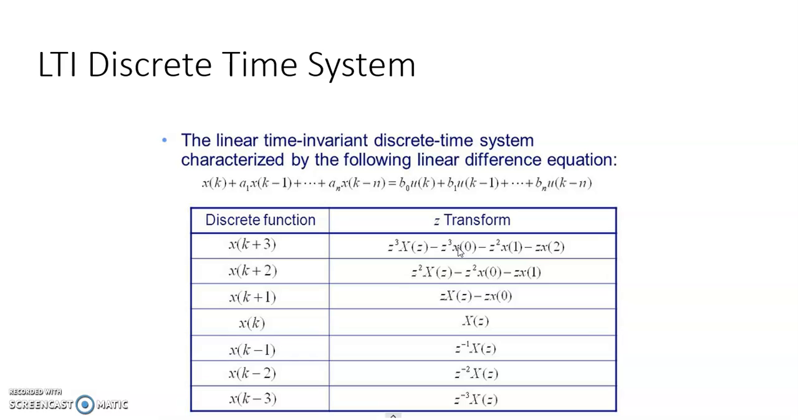So the solution of the difference equation is nothing but the combination of the initial state and the current state. This will be z cube, z square, z to the power 1. If it is k plus 2, z square with its initial condition; k plus 1, z to the power 1 with its initial condition. And if it is k minus 1, only z to the power minus 1 will be there. K minus 2, z to the power minus 2. K minus 3, z to the power minus 3.